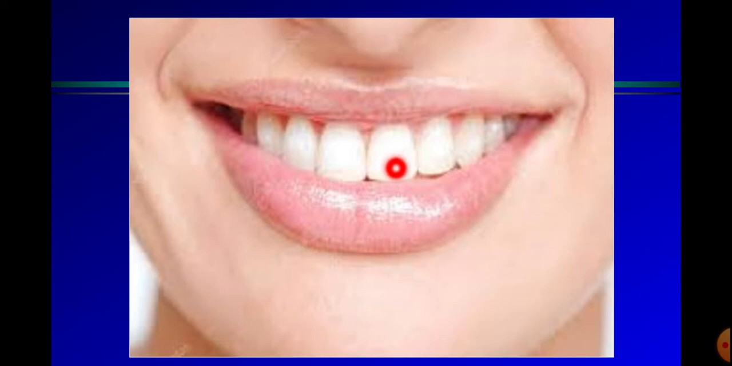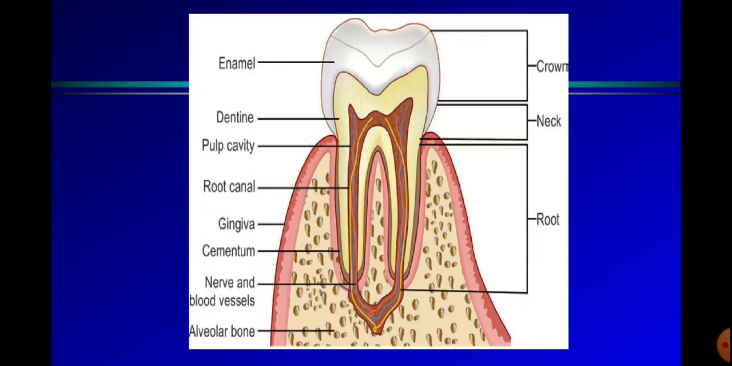You can find here the three main parts of the teeth. This is the outer part of the teeth, that is the crown. Then this is the neck of the teeth and the root portion, which is embedded in the gum. So we'll see here the gross feature, the macroscopic feature of the teeth.